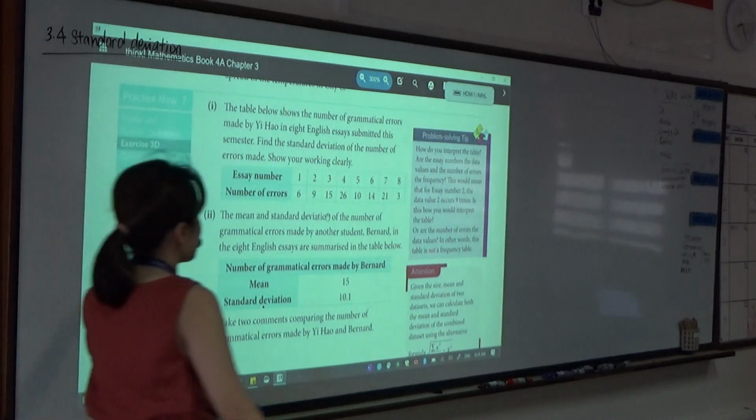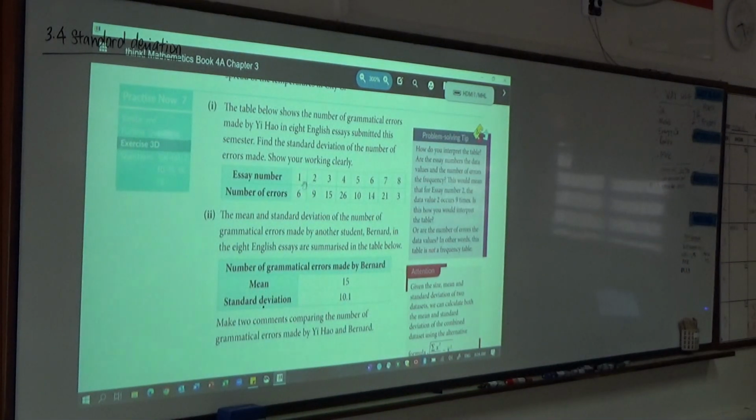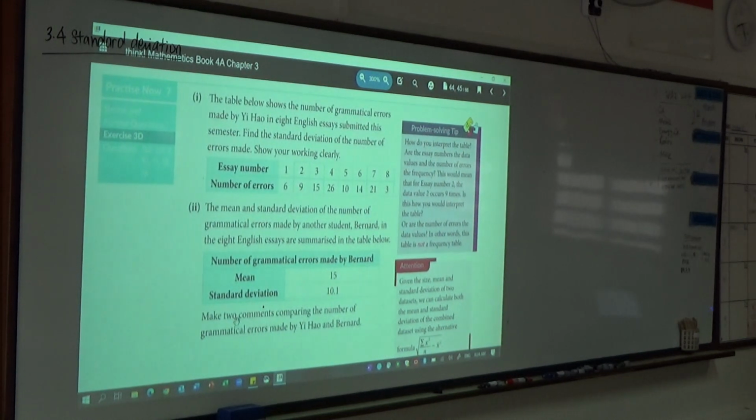Okay, so this is the question. In part I, we have already found out the standard deviation for the grammatical errors that this boy Yihao made. In part 2, we are given the information of the mean and standard deviation of the number of grammatical errors that another student, Bernard, actually made. So no need for us to calculate for Bernard, but for Yihao we have already calculated it. The part 2's question is to make 2 comments comparing the number of grammatical errors made by Yihao and Bernard.